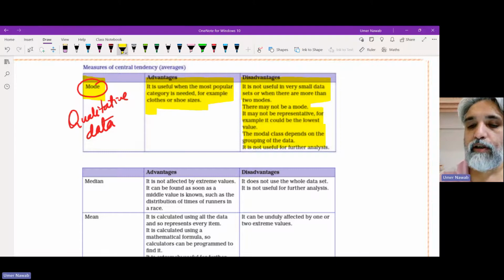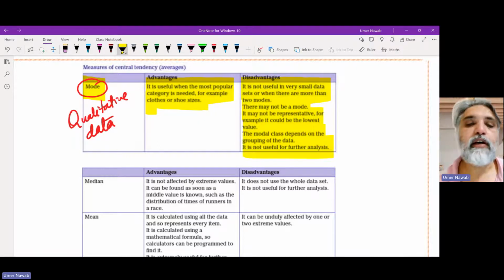The modal class depends upon the grouping of the data. When you group the data, different people have different ways of grouping the data sets. So the variation in the groups cannot tell you exactly where the modal class is, where the modal value is lying. So that's also a disadvantage for the mod.